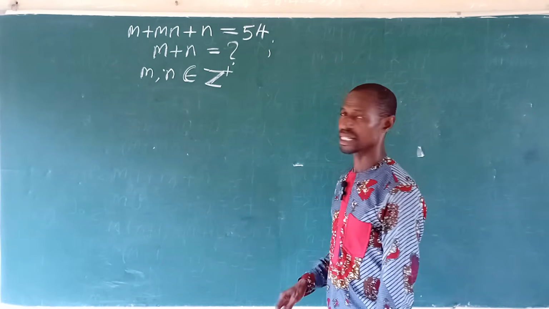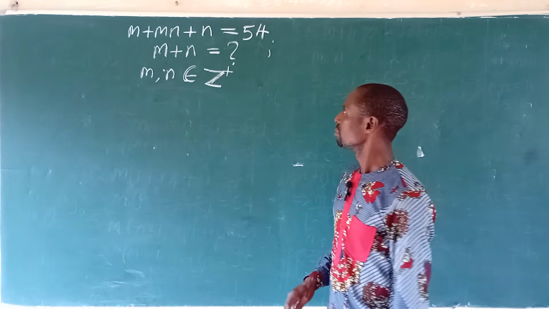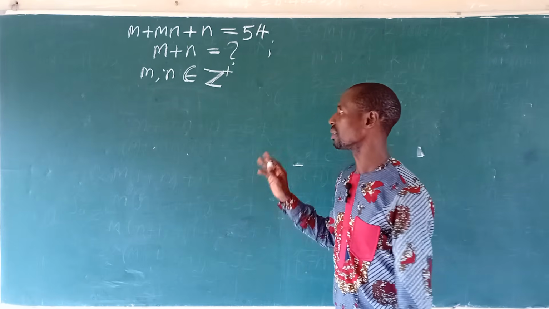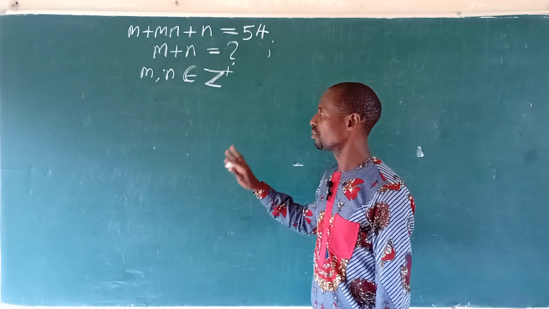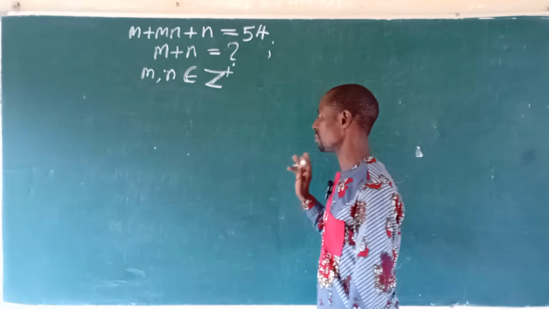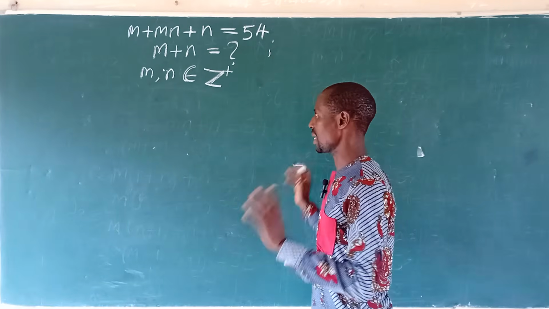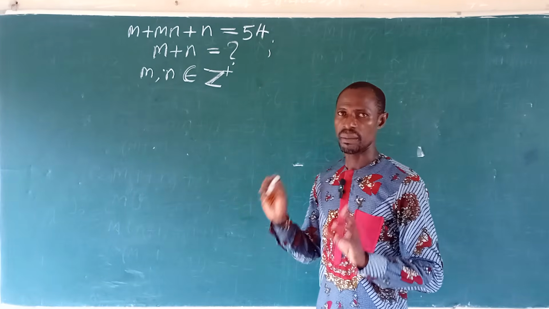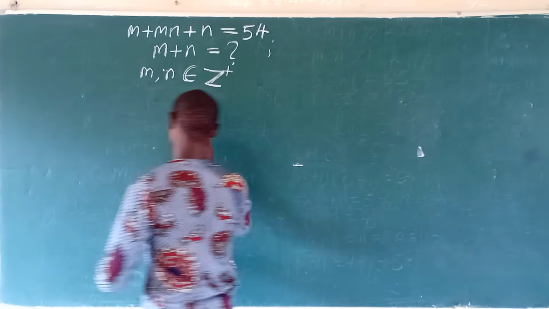We have m plus mn plus n equal to 54, and we are asked to look for m plus n, where m is the value. But the condition given here is that m and n belong to the set of positive integers. So we take our solution here.